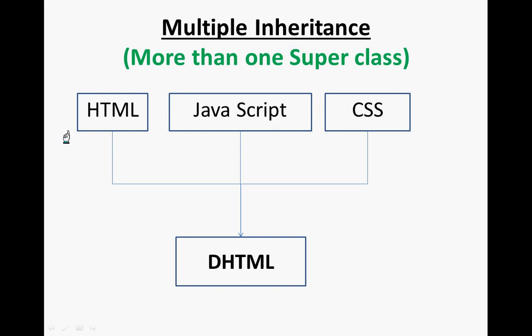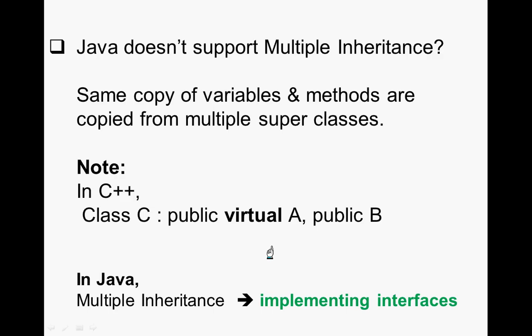For example, see this DHTML, dynamic hypertext markup language, which is a subclass. This subclass is inherited from three superclasses, namely HTML, JavaScript and CSS. So these are all the three superclasses. From these three superclasses we are going to inherit a subclass, namely DHTML.